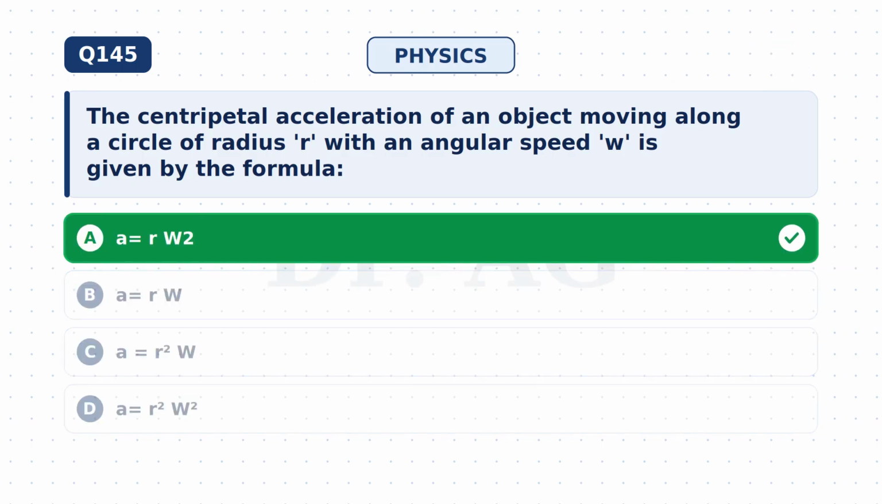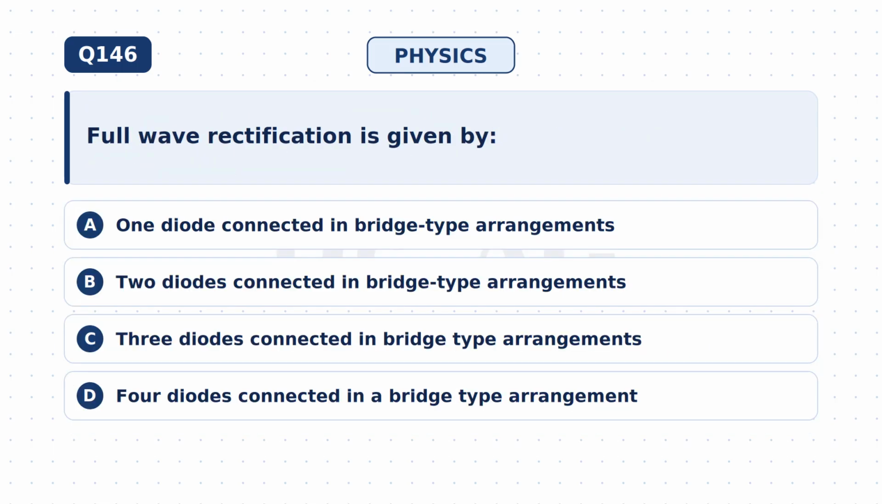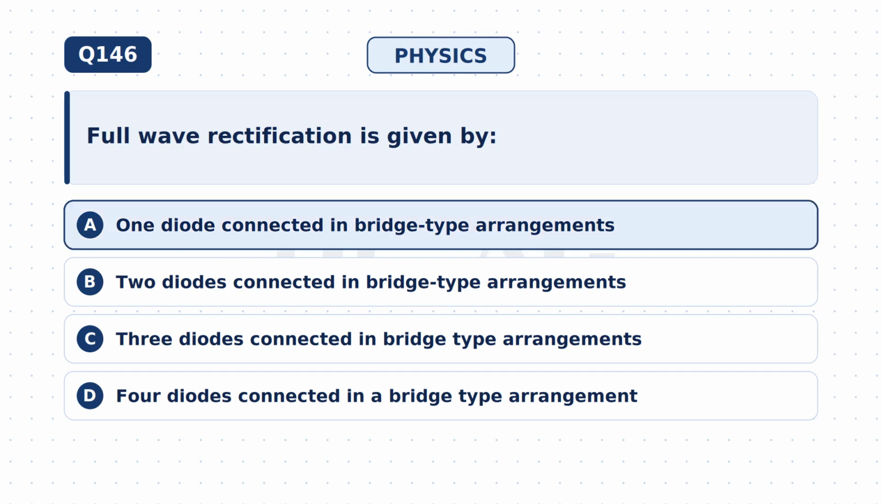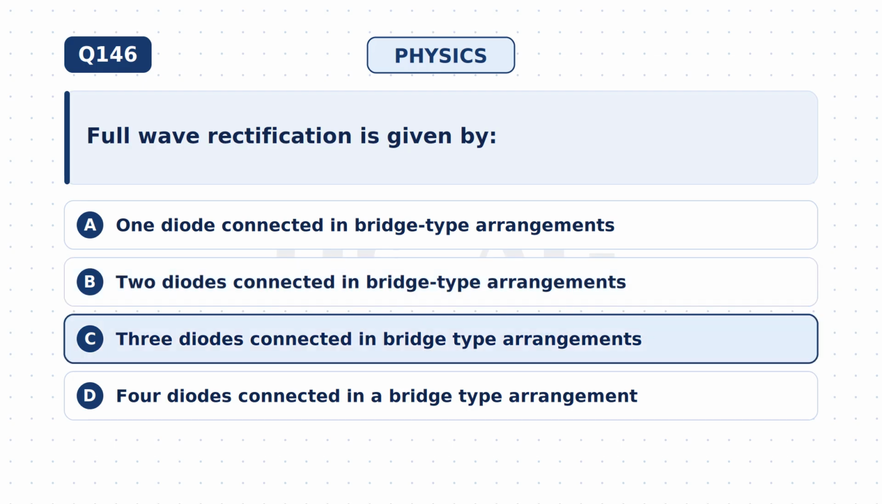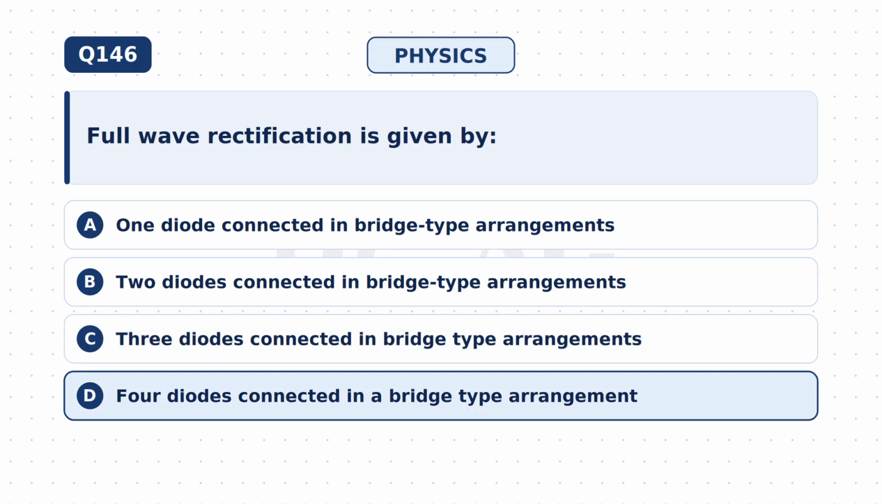The correct answer is A, a equals rw². Question 146. Full wave rectification is given by Option A, 1 diode connected in a bridge-type arrangement. Option B, 2 diodes connected in a bridge-type arrangement. Option C, 3 diodes connected in a bridge-type arrangement. Option D, 4 diodes connected in a bridge-type arrangement.